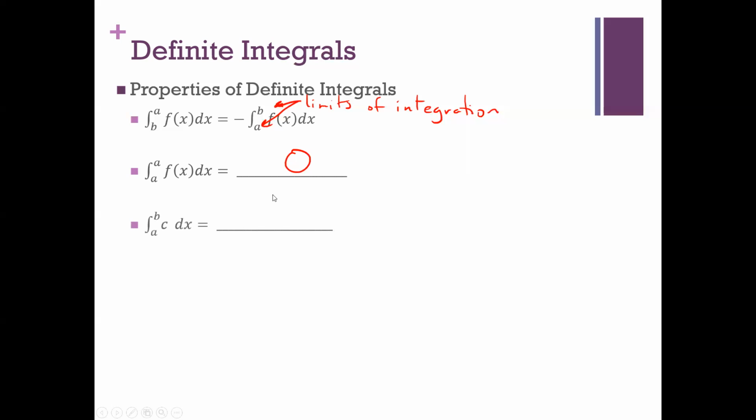How about this thing? I am integrating a constant over some interval. That's just a times b? Back to area. What kind of area am I going to find if the function I'm integrating is constant? Not 0. It could have any y value.